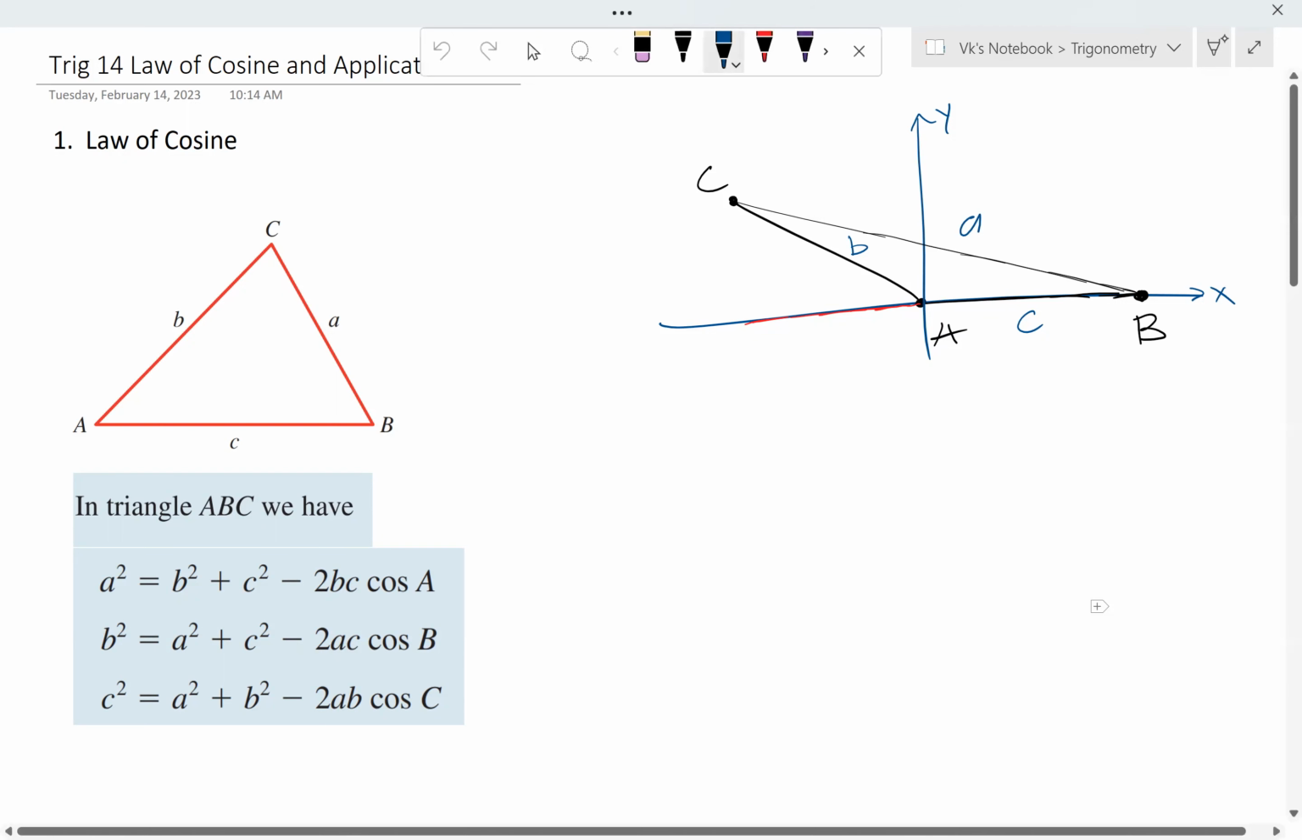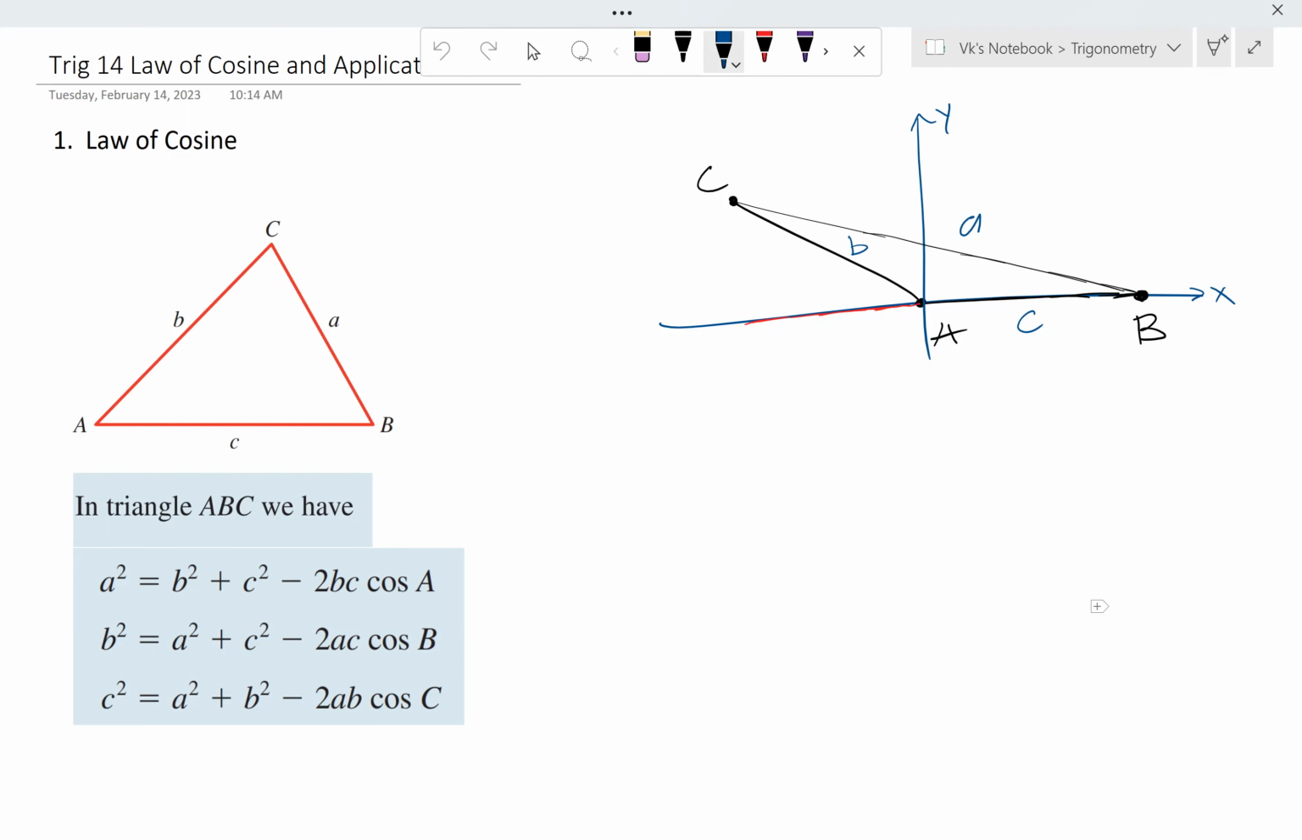Number 1, Law of Cosine. In triangle ABC, we have a squared equals b squared plus c squared minus 2bc cosine A. b squared is a squared plus c squared minus 2ac cosine B, and c squared is a squared plus b squared minus 2ab cosine C.